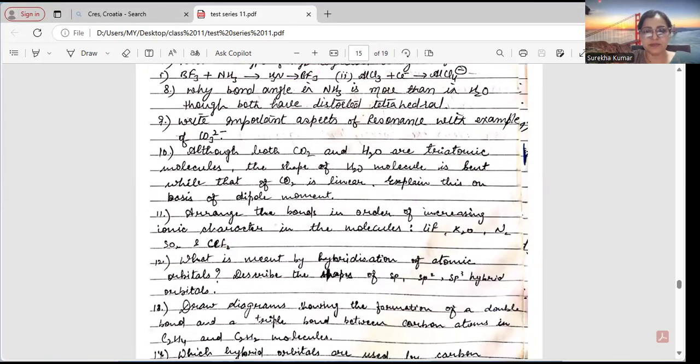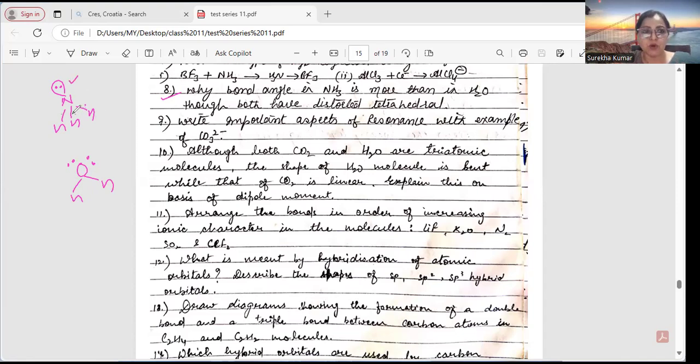Next question is, number 8. Why is the bond angle in ammonia more than that in water, though both have distorted tetrahedral shapes? See the answer. Let me explain the structure first of all. Oxygen has two lone pairs and two bond pairs. Ammonia has three bond pairs and one lone pair.